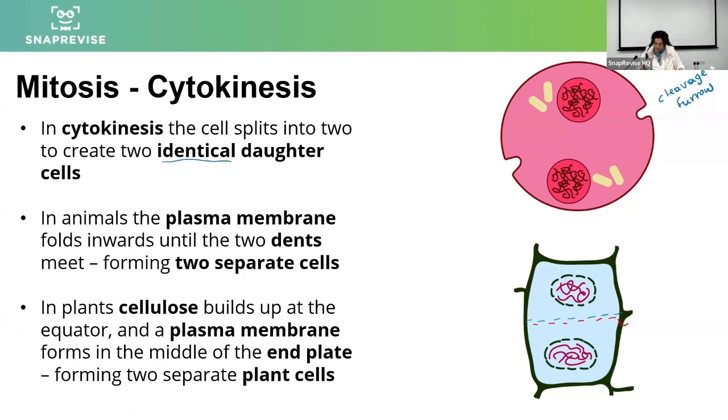So I'm going to have plasma membrane, and this structure holds the end plate here, which is made of cellulose. So the end plate will eventually become the new cell wall that separates the two daughter cells. And that will form two separate plant cells.